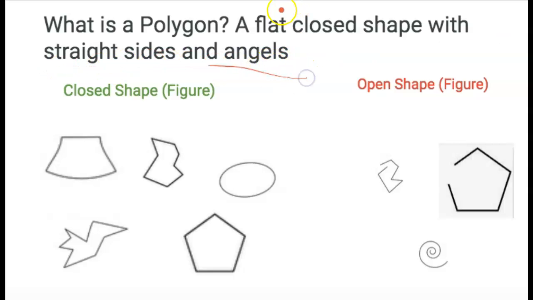Okay, so flat, by the way, would be two-dimensional. So these are 2D shapes. So we're going to look at some of these terms and see what they mean so we can figure out what a polygon is. So the first thing it says is it's a closed shape.